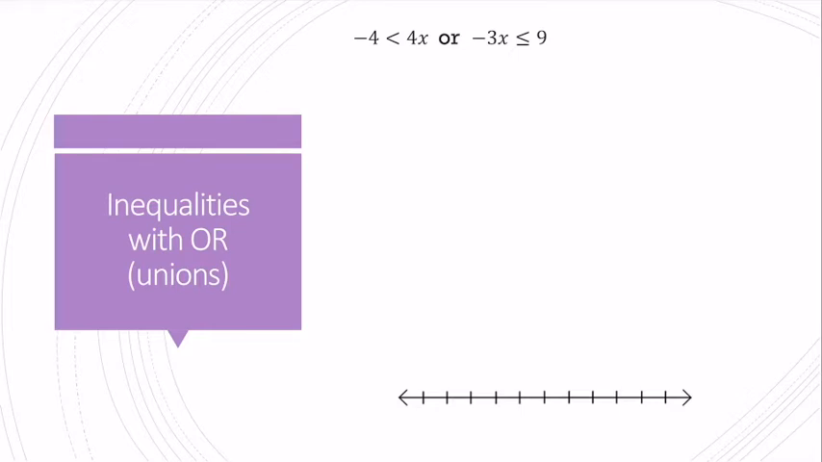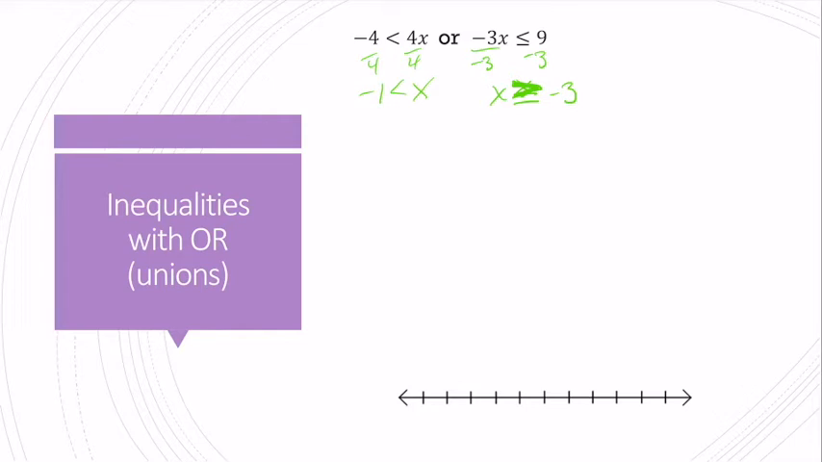If I have negative 4 is less than 4x, I'm going to go ahead and solve for x. Negative 1 is less than x. Divide both sides by negative 3 on the right. I get x is greater than or equal to negative 3, because we have to flip the sign.